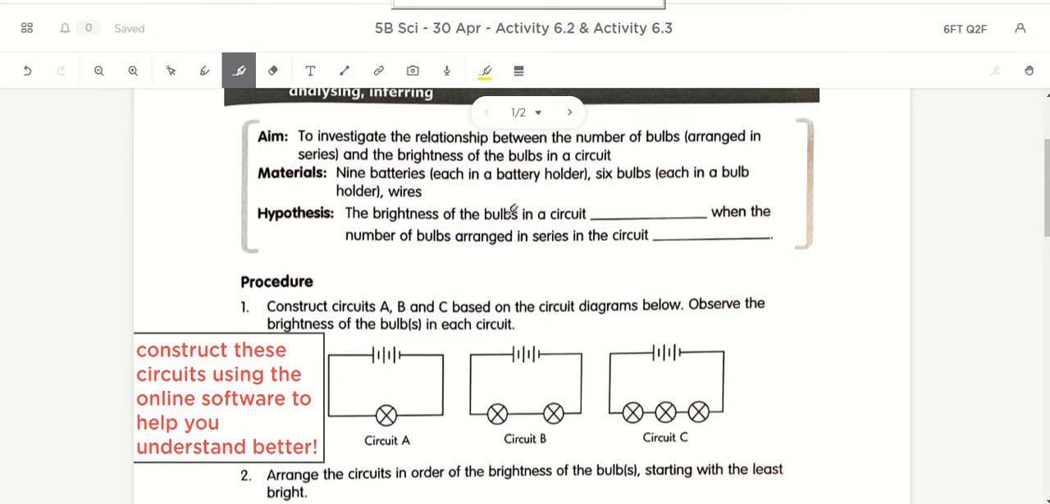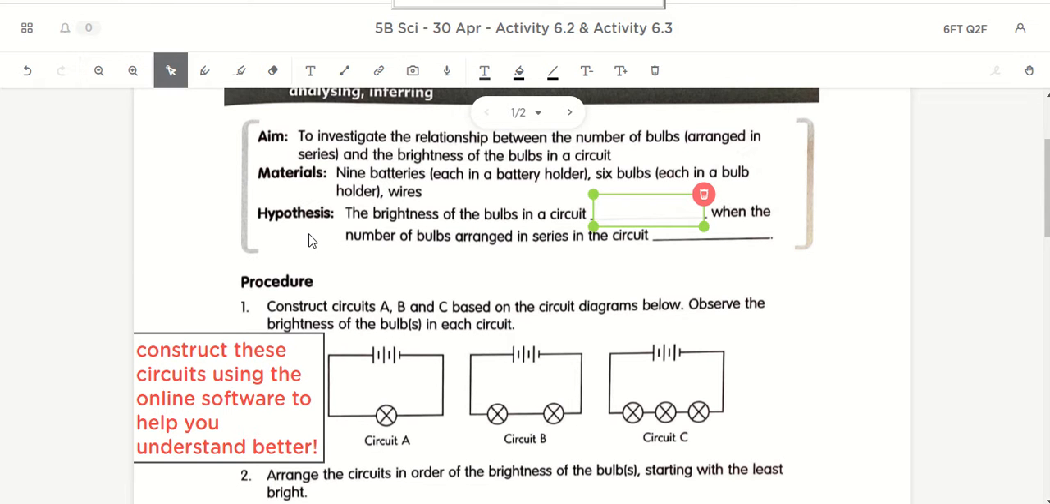So from what we have learned in theory, we know that when we arrange bulbs in series, the more bulbs we have connected in series, the less bright the bulbs will be, because they are in a sense sharing the electric current, meaning less electric current is flowing through them. We'll write this down later. This is just the overall concept.